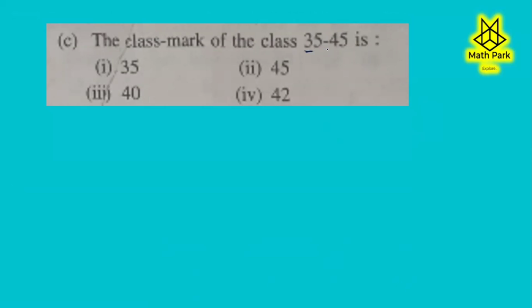The third MCQ, the class mark of the class 35 to 45. So 35 is the lower limit, 45 is the upper limit. The class mark is the midpoint. That is, we add upper limit and lower limit and divide by 2. So 35 plus 45, we get 80, and 80 divided by 2, 40 is the class mark of this class. Midpoint and class mark are the same.